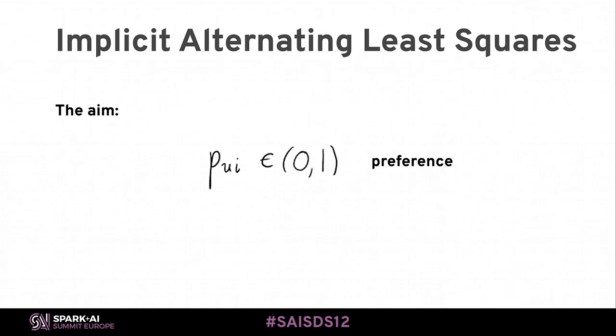The preference for a user is captured in this P here, and it's got 2 subscripts. So we've got U for the user and I for the item. So for every user and every song, we can imagine having a preference.